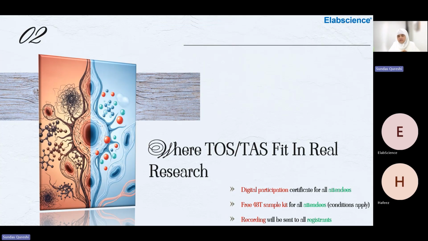Now, in this second section, we'll explore how TOS and TAS assays are applied in actual research. We'll cover some examples like inflammation, liver injury, and metabolic diseases, and see why integrated redox measurements provide a clearer picture than single markers.